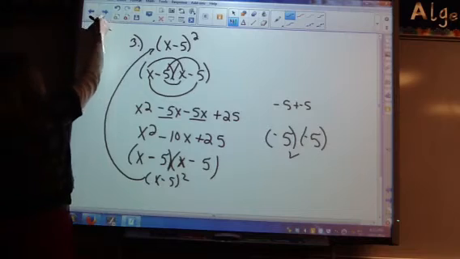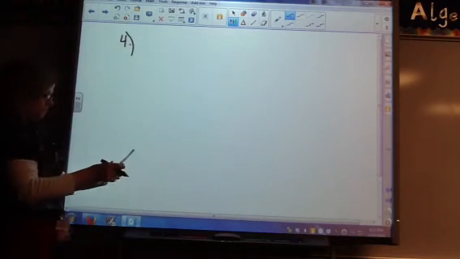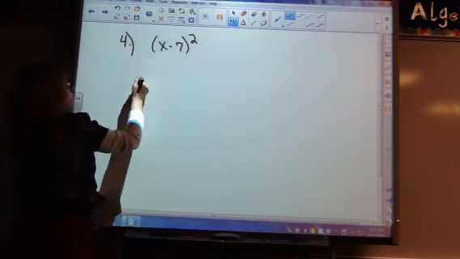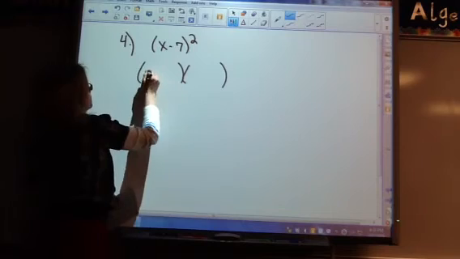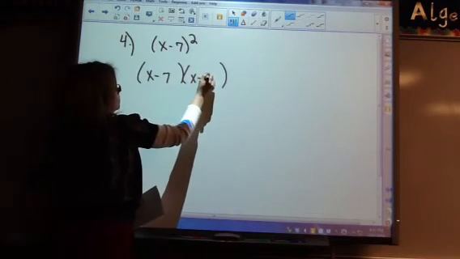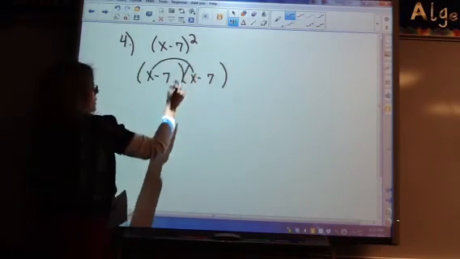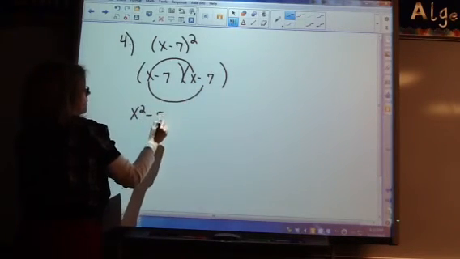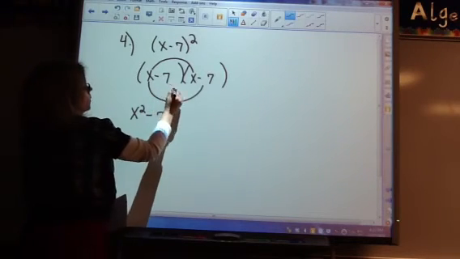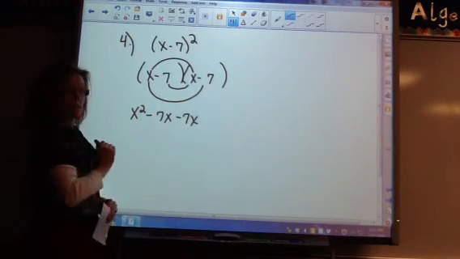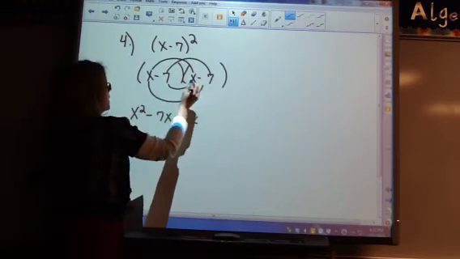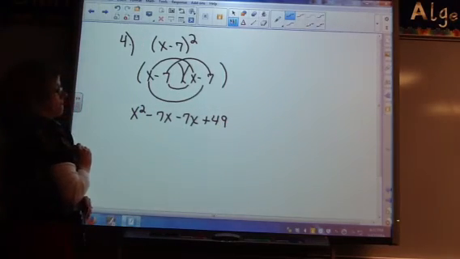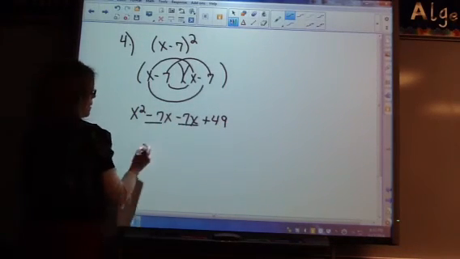Okay, let's look at the last one. So we have x minus 7 squared. Let's FOIL it. So do your first. X times x is x squared. Do your outer. X times negative 7 is negative 7x. Do your inner. Negative 7 times x is negative 7x. And do your last, that's negative 7 times negative 7, positive 49. Combine like terms.